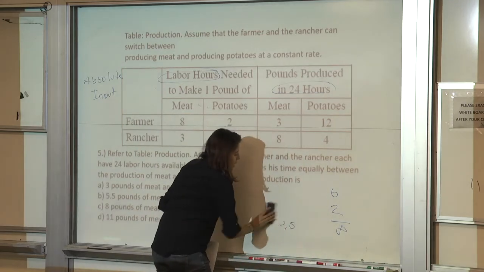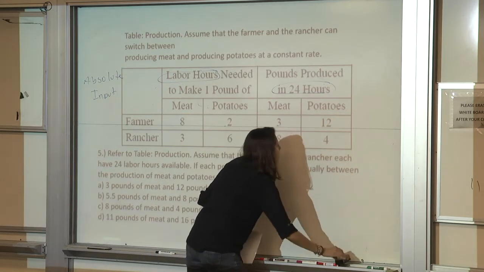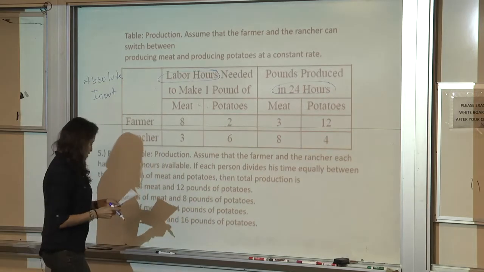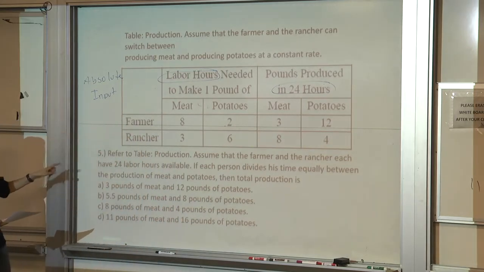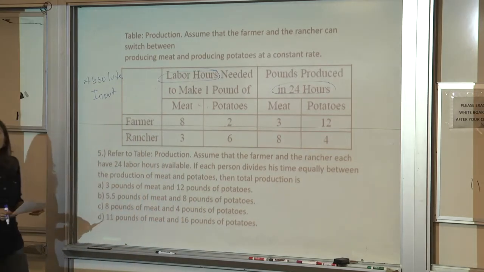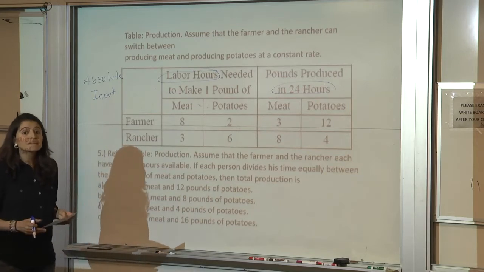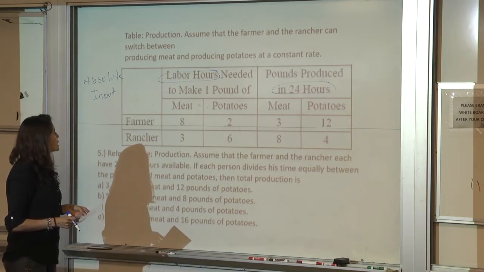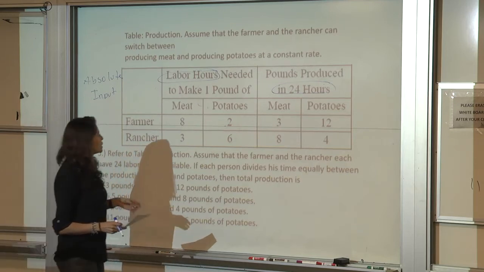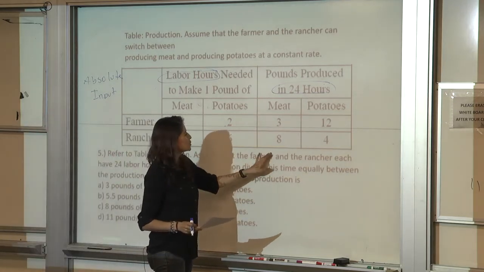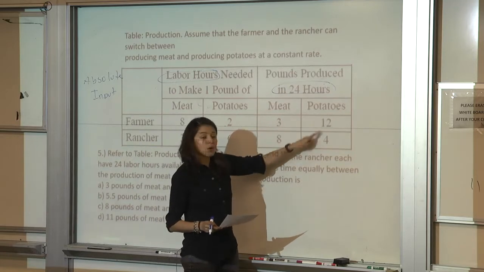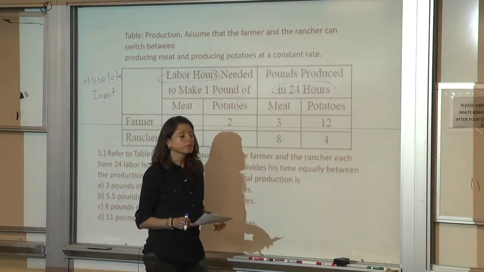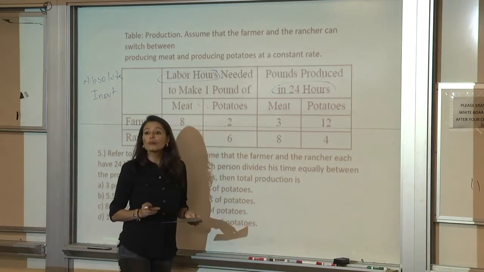Now, a more difficult question. This is the next one. Oh, is it acceptable if you add both the farmer and rancher together and then divide by 2? Is it acceptable if you add these 2 and divide it by 2? Yeah, you can do it that way too.